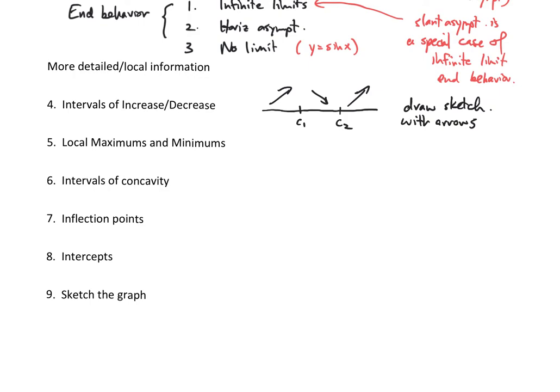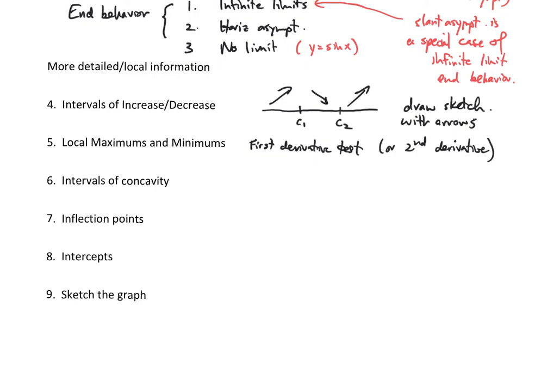Now, to find the local maximums and minimums, you could use the first derivative test. That's easy when you've already done the intervals of increase and decrease. I'll put in parentheses "or second derivative test," but I think the first derivative test is easy enough. You can see we increase and then decrease, so we'd have a max at C1. We decrease and then increase, so we have a min at C2, for example. All right.